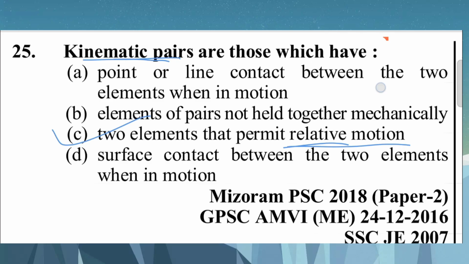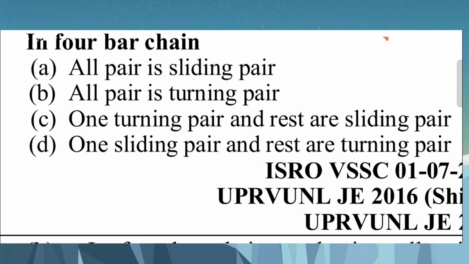Kinematic pair. Question number 26. In a 4-bar chain, A. All pair is sliding pair. B. All pair is turning pair. C. One turning pair and rest are sliding pair. D. One sliding pair and rest are turning pair. All pair is turning pair.